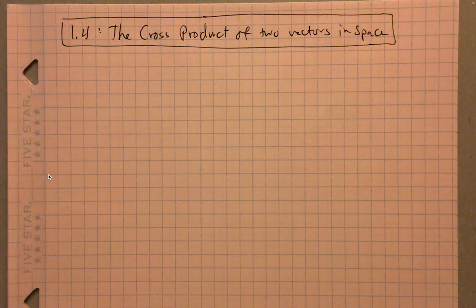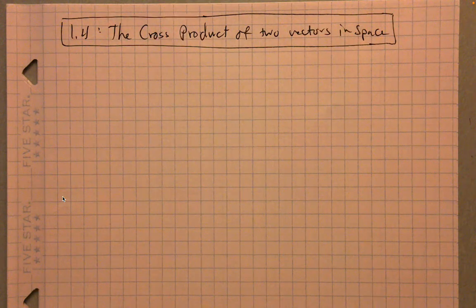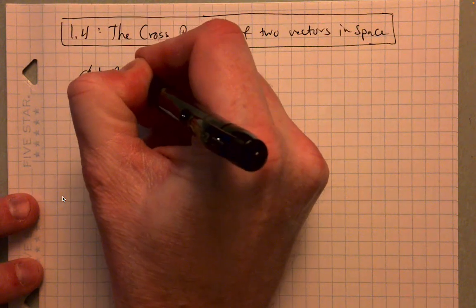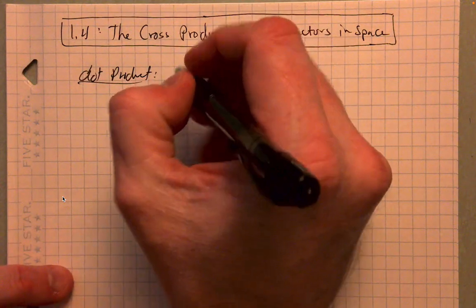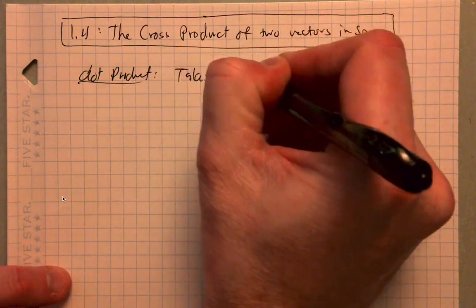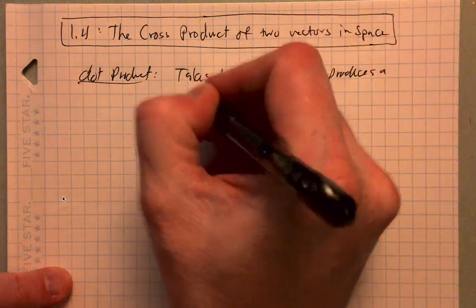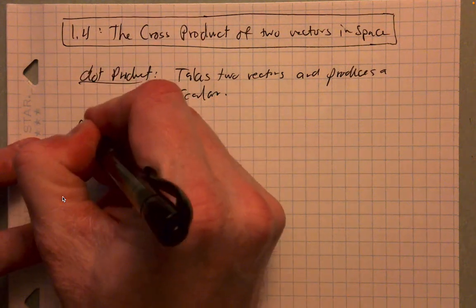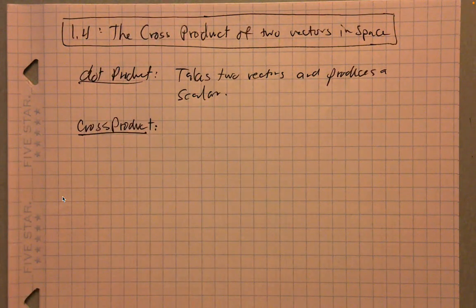So this will be section 1.4, the cross product. We have the dot product from last time. It takes two vectors and produces a scalar. We talked a great deal about what the dot product's all about in the previous session. This time we're going to talk about the cross product. This is another operation that you can run on vectors.